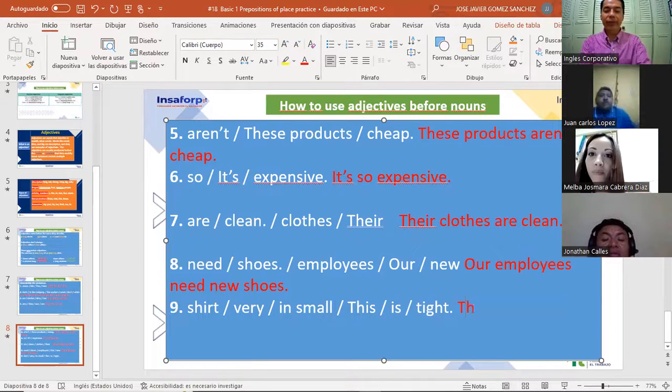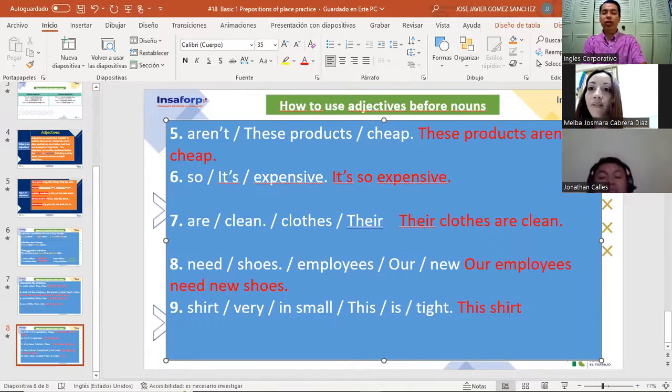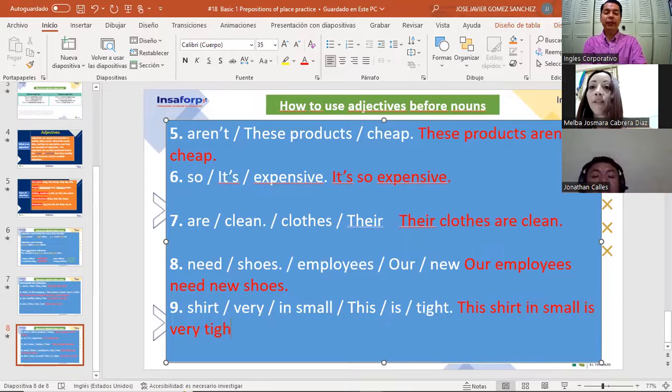Vale, voy a ayudar yo. This shirt. ¿Cuál es la talla de la camisa? This shirt in small is very tight. Very tight. Esta camisa en small me queda bien apretada, bien socada, ¿verdad? Okay, that's it, right? This is the presentation.